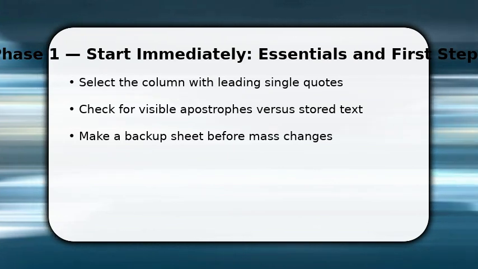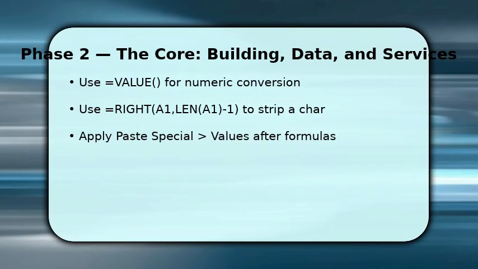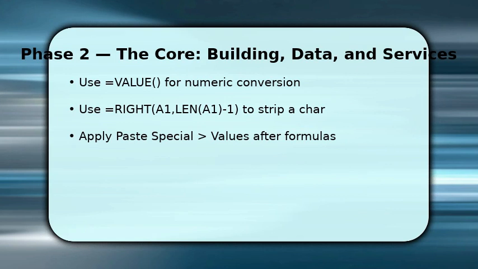If the quick conversion didn't fully clean everything, switch to formulas to control results. Use =VALUE(A1) when you need true numbers, because VALUE converts text digits into numeric types. If you must remove just the first character, use =RIGHT(A1, LEN(A1)-1) and drag down.